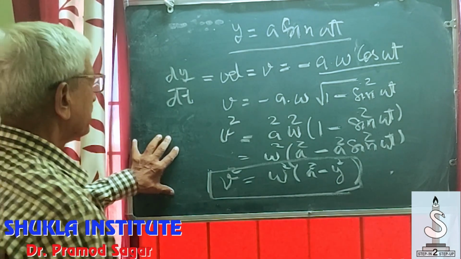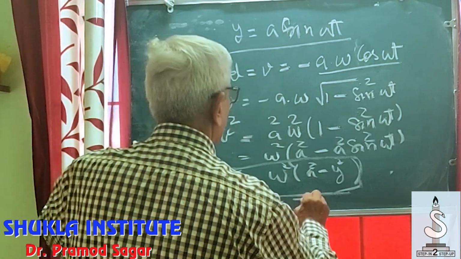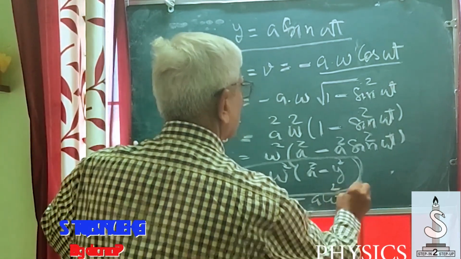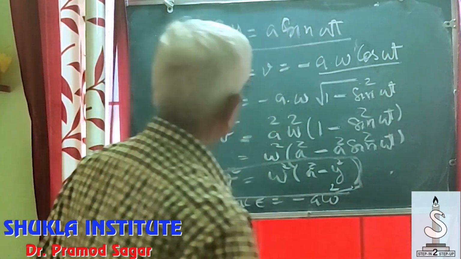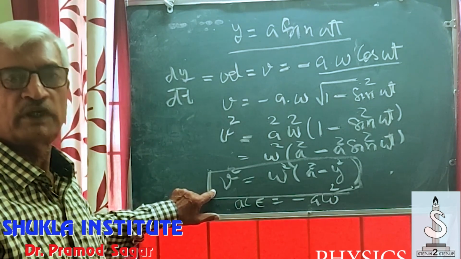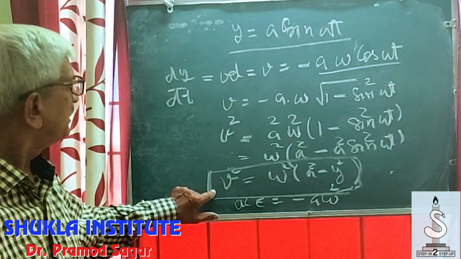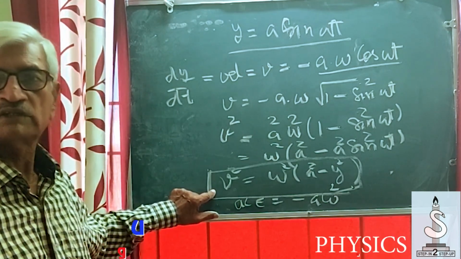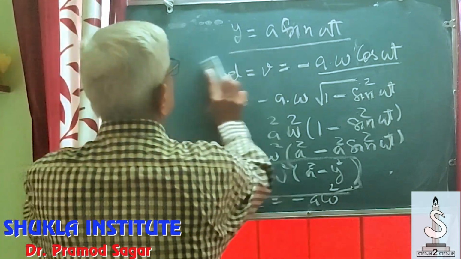Acceleration we have already obtained. Acceleration is equal to minus a omega square. Now this equation plays a very vital role in understanding the behavior of the energy as the particle moves in simple harmonic motion. Let's see how it plays the role.